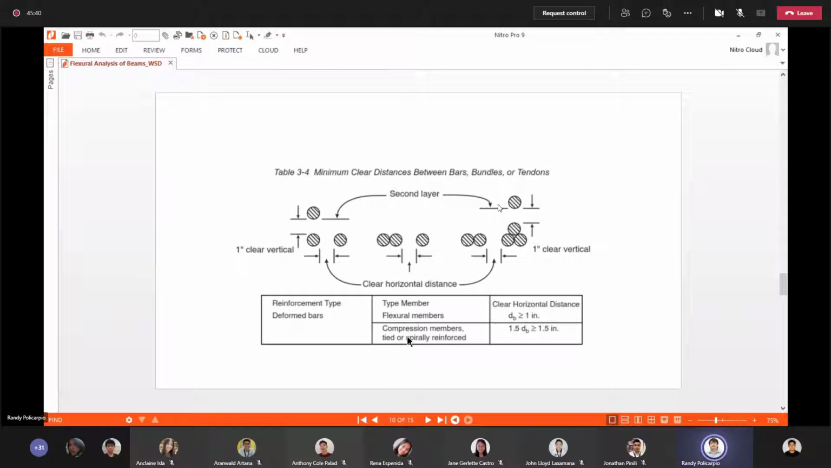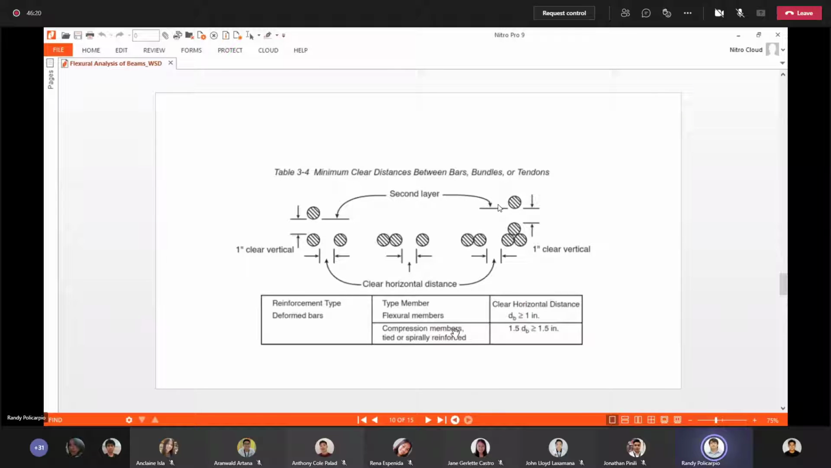Kapag naman yung member natin, compression, like column, kailangan ito yung clear spacing natin: 1.5 diameter of the bar. It must be equal or greater than 1.5 inch, whichever is greater of the two. Yun ang ipa-follow mo. So yun yung required spacing. Okay, clear spacing, ha?